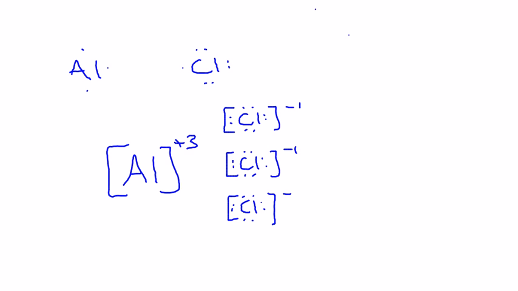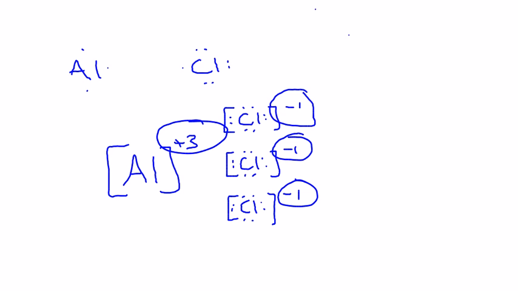Remember here that there are no physical bonds. There is an attraction between the aluminum and these chlorines, but there are no physical bonds because there's no shared pair of electrons. It's just an attraction between something negative and something positive. And your formula here is AlCl3.